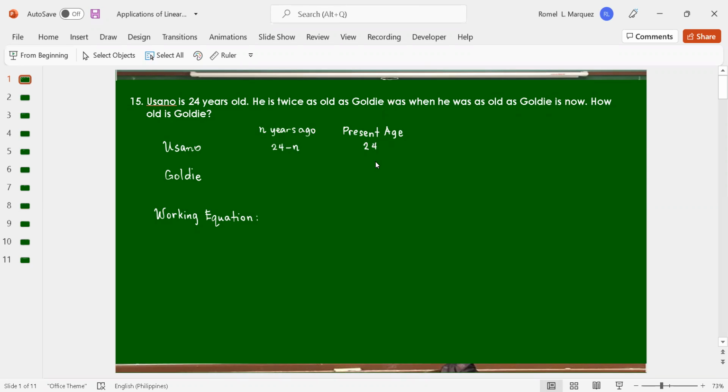Am I correct, guys? By the way, this is not the only way to represent it. It depends on how you analyze the problem and your representation. Okay? So again, N years ago, I do not know the year that was being compared. So that was N years ago. So 24 minus N.